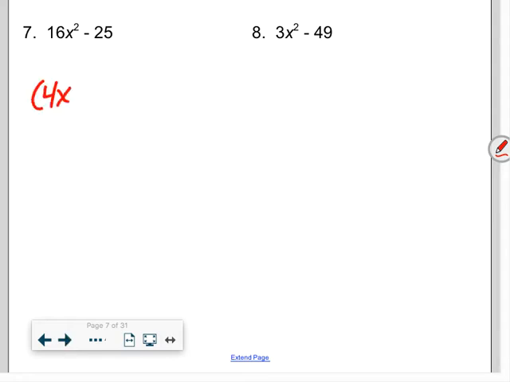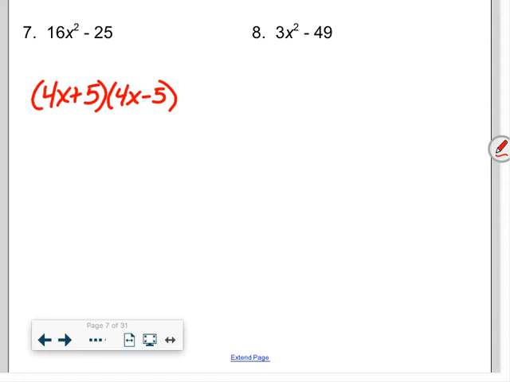Okay, so this is 4x plus 5 and 4x minus 5. Okay, that's a difference of two perfect squares. In number 8, is there a GCF? No. Is this a difference of two squares? Yeah.